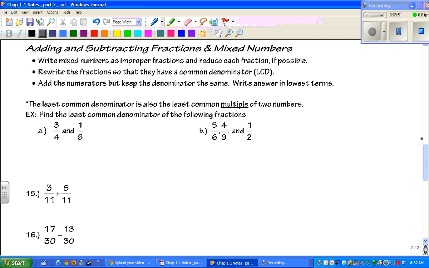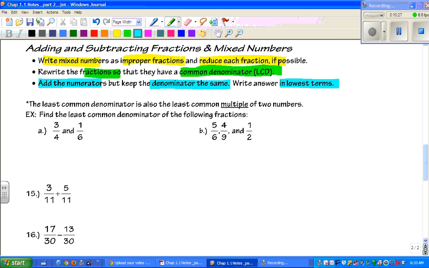All right, next thing we're going to work on is adding and subtracting fractions and mixed numbers. You're going to see this first step all the time: rewrite as a mixed number and reduce. Now, step number 2 says to rewrite the fractions so they have a common denominator. And we've talked about the lowest common denominator. In step 3, add the numerators, but keep the denominator the same, and always make sure that we're in lowest terms.